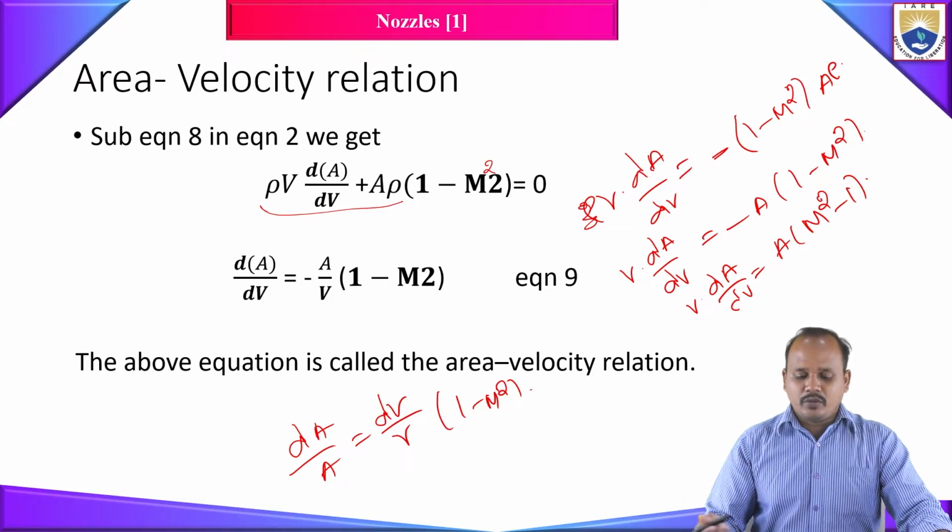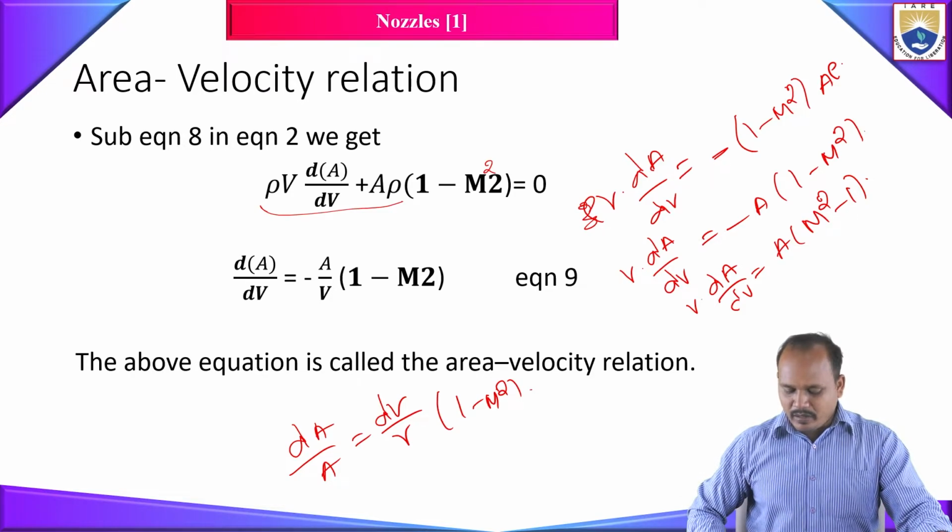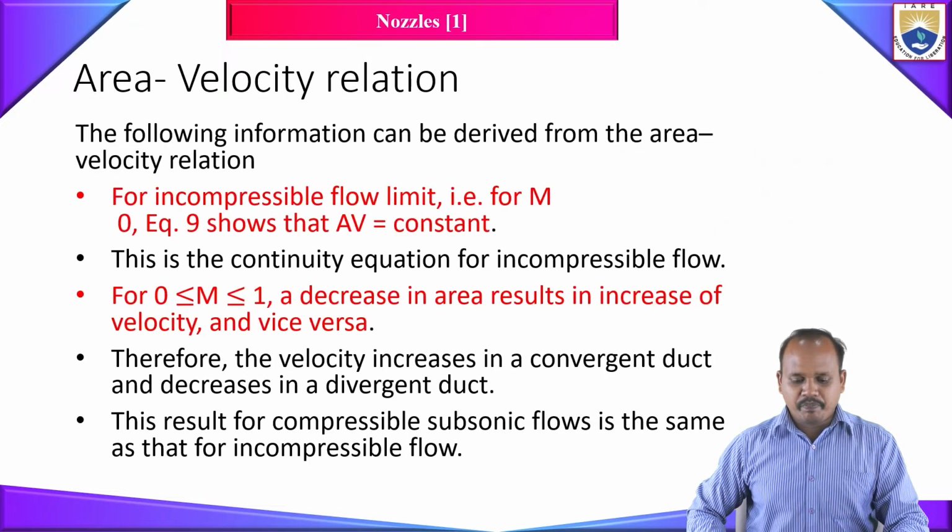The change in area is negative, what will happen to the change in velocity? That's what we are going to see in the next section. Okay, this is the area-velocity relation. Now, let's say for the incompressible flow.